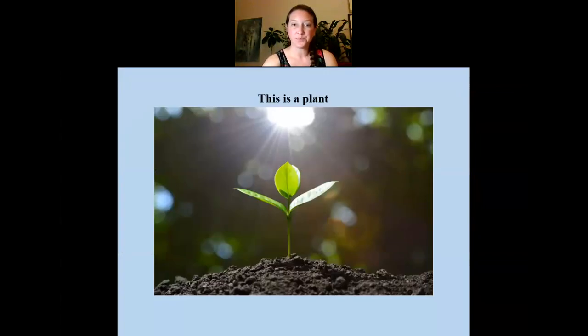So let's move forward. So this is basic plant science, right? So this is a plant.